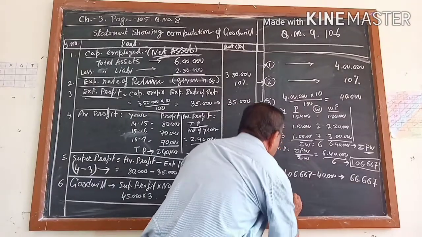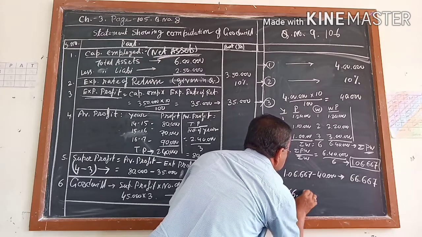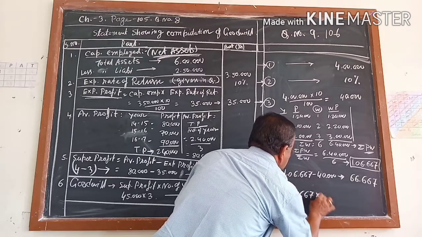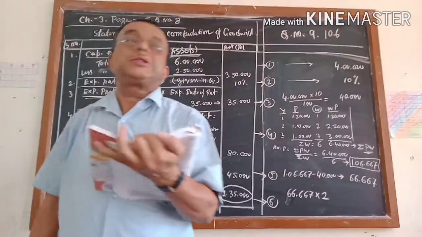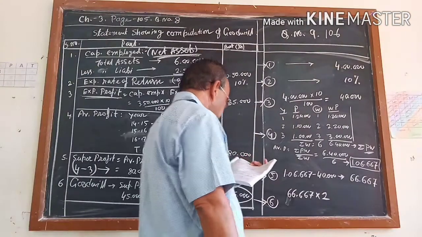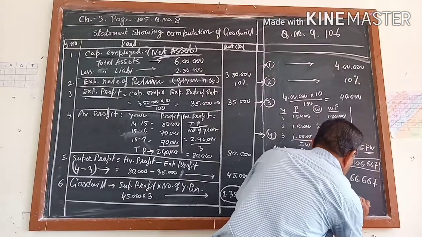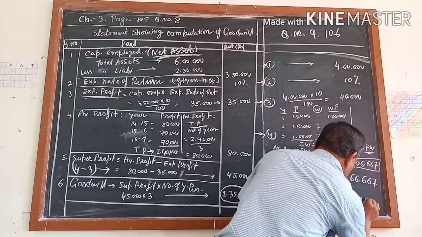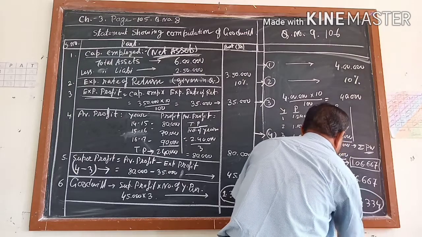Now the last one is called goodwill. Goodwill is equal to 66,667 multiplied by number of years purchased. Number of years purchased, it is given how much? 2. So you have to multiply by 2, which is coming 1,33,334. This is your answer.